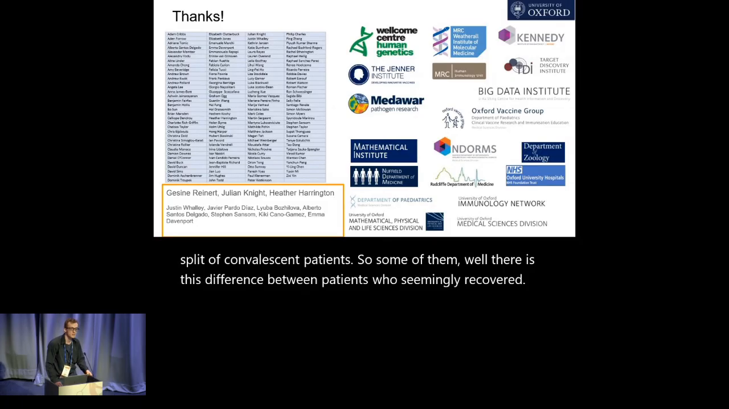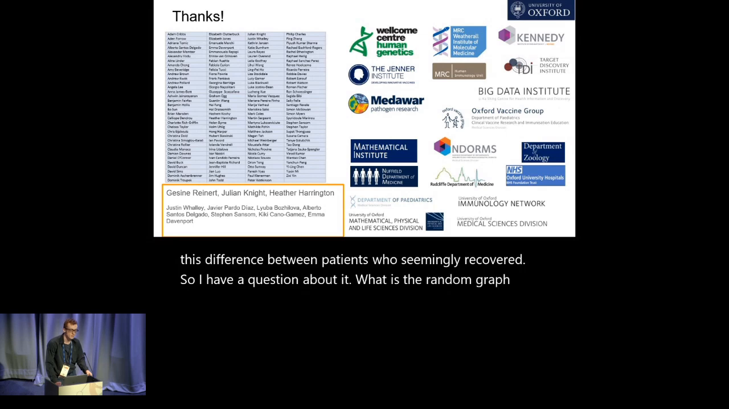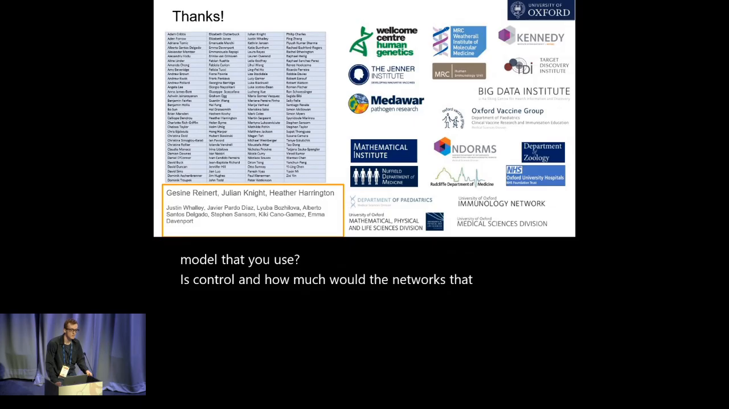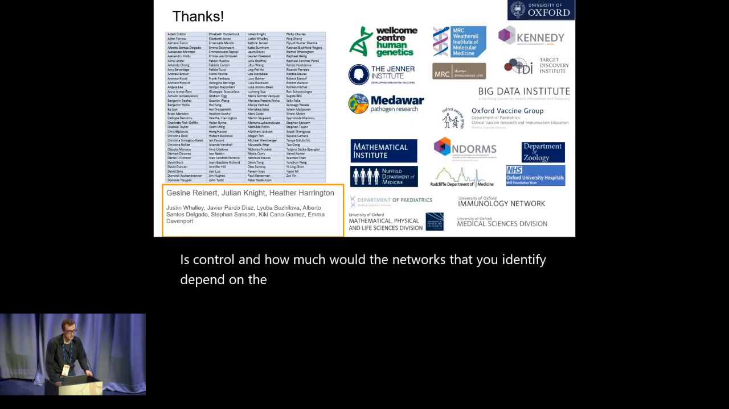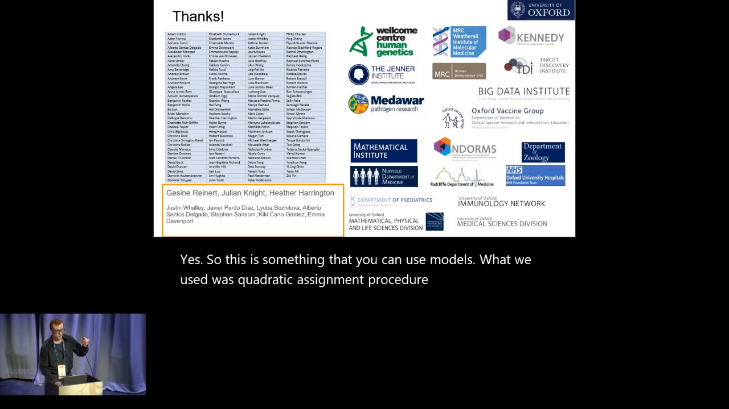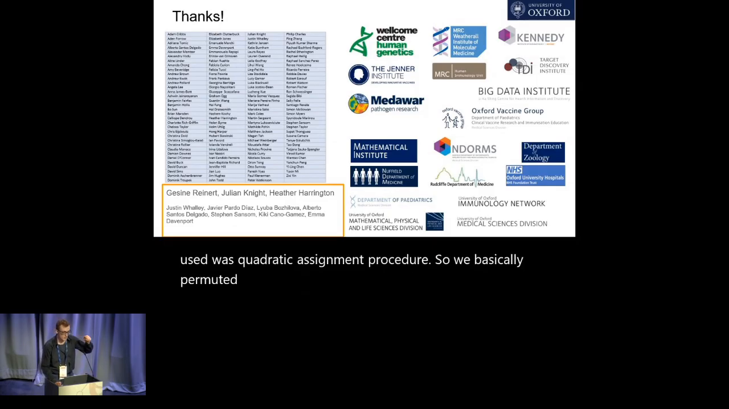Thank you for the great talk. I find it very interesting how you identify the common subnetworks. So I have a question about that. What is the random graph model that you use as control, and how much would the networks that you identify depend on the random graph model? Yeah, so you can use different models. What we used was a quadratic assignment procedure. So we basically permuted the node assignments. So it keeps the correlations intact. It just changes where they wire.